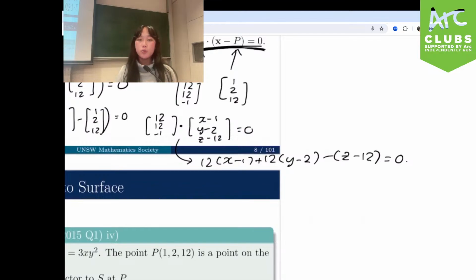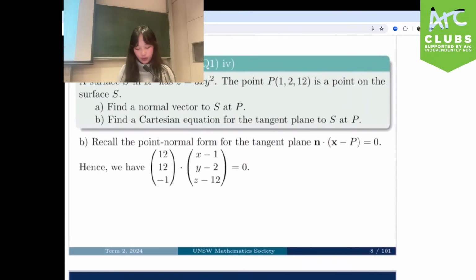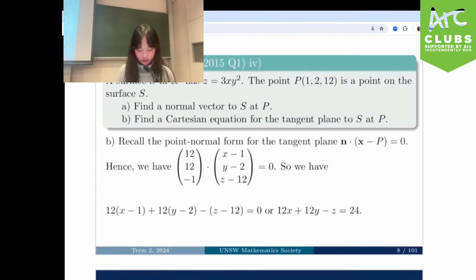It's in terms of our coordinates x, y, and z. And we can obviously do a little bit of polishing to make it look just a little bit nicer. And we will end up with an answer, which is this. Okay? So that's the final Cartesian form of our plane. All right? Okay.